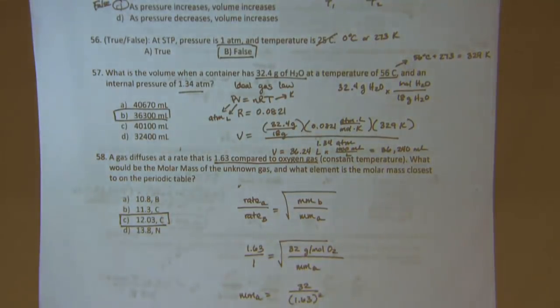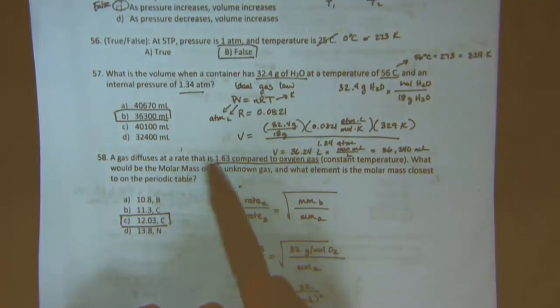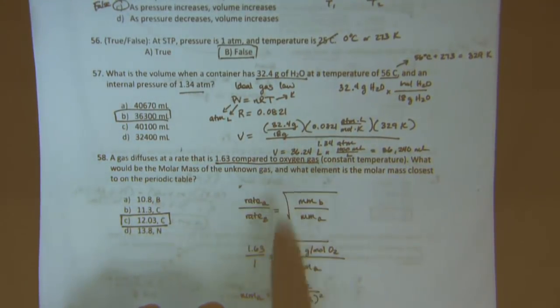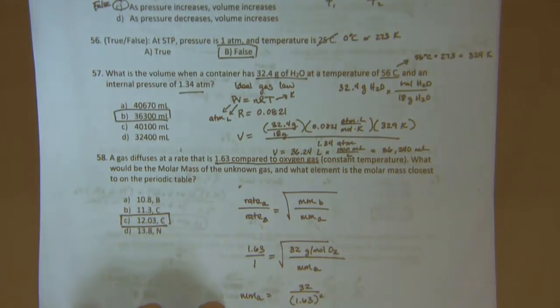Oh, question? I'm sorry? Can you say that a little louder? Why is rate B 1? Because in this question it says that the gas diffuses at a rate 1.63 compared to oxygen gas. So it's 1.63 times greater than a standard, which we would just assume to be 1. Okay? Does that make sense?